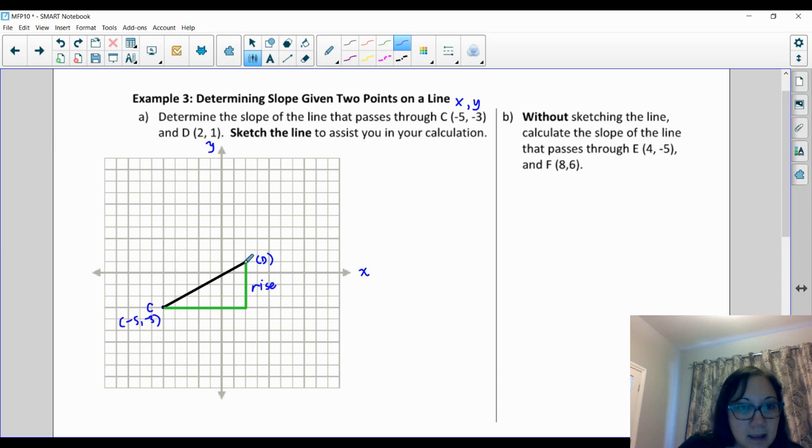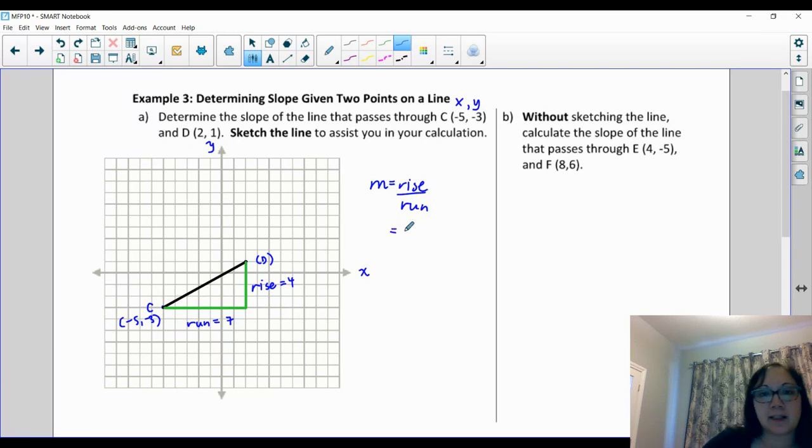So the rise is 1, 2, 3, 4. I went up 4. The run was 7. 7 across. 1, 2, 3, 4, 5, 6, 7. So my slope, I'm going to use M this time just because I haven't done that yet. My M, or my slope, is rise over run, which is 4 over 7. That can't be reduced, so that is my final answer.